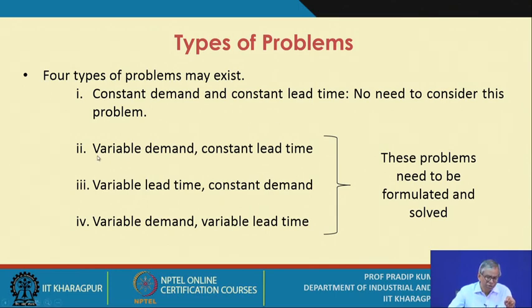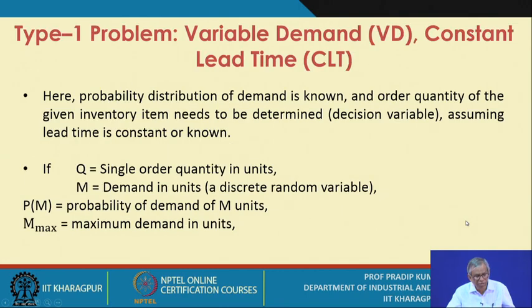Next problem is variable demand, constant lead time. This problem will be taken up. Variable lead time, constant demand: this problem also you come across, and you have to formulate this problem. And of course the fourth one, that is variable demand and variable lead time. It's a complex problem definitely, so we'll be dealing with this problem also. These problems need to be formulated and solved. These points I have mentioned.